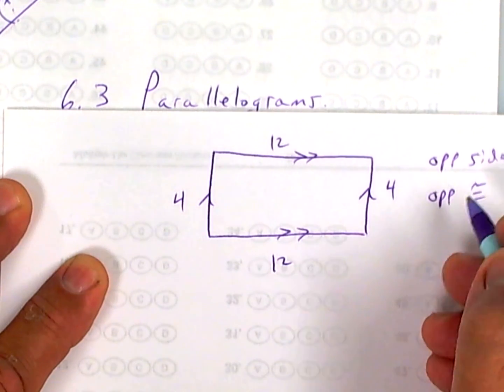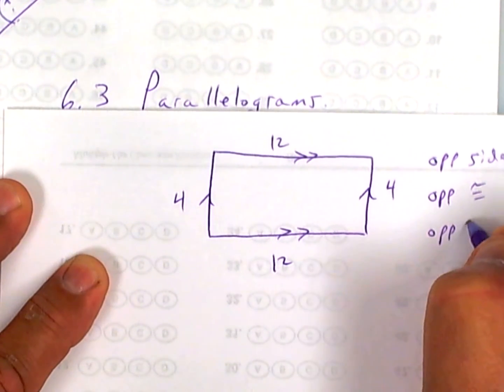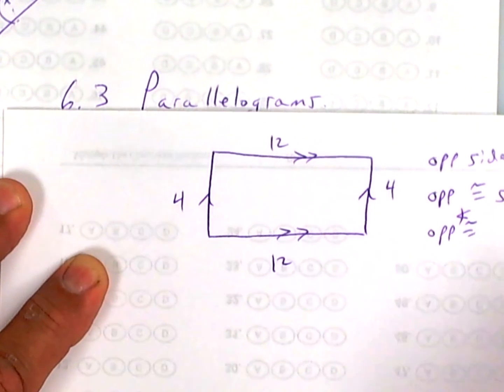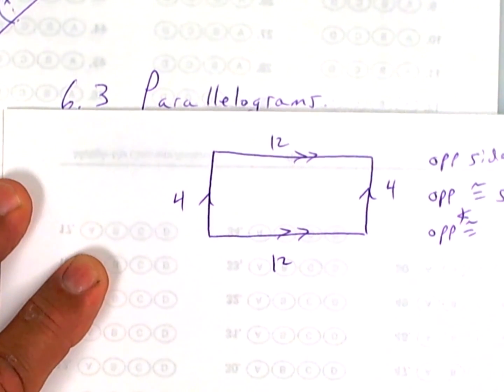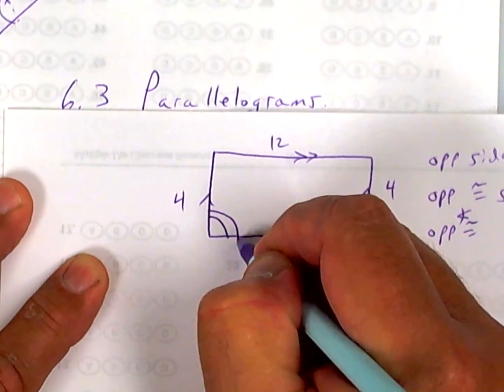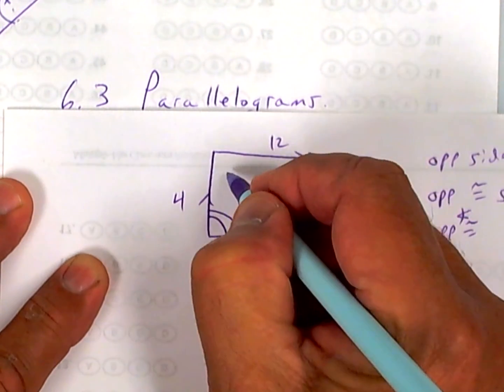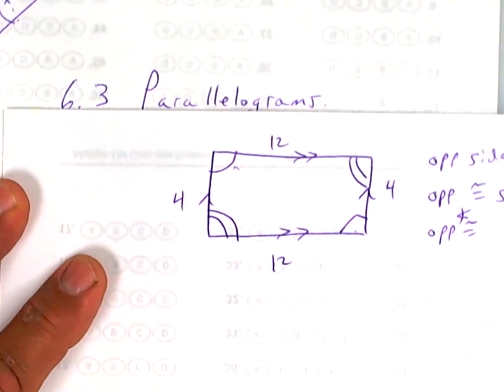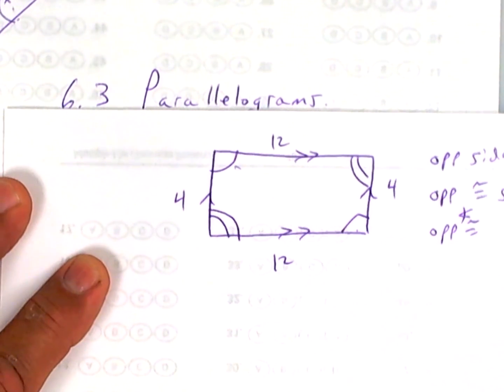And opposite angles are congruent. Opposite sides are congruent. Okay? All right, so let's see here. Opposite angles. So this angle is equal to this one, and this angle is equal to this one. They're opposite each other. Okay? And actually, this is a rectangle, so they're all equal.